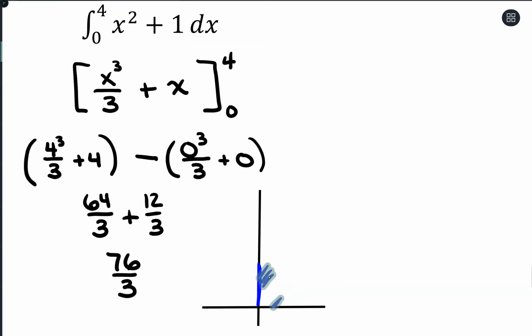I drew it too quickly. Parabola opening upward. That's why it was strange to me. Opening upward from 0 to 4, and we found the area underneath, which happened to be 76 thirds, and we didn't need to use Riemann sums at all. This is the exact value. Riemann sums would get us an estimation, but now that we can take the antiderivative, we can find the exact area underneath.